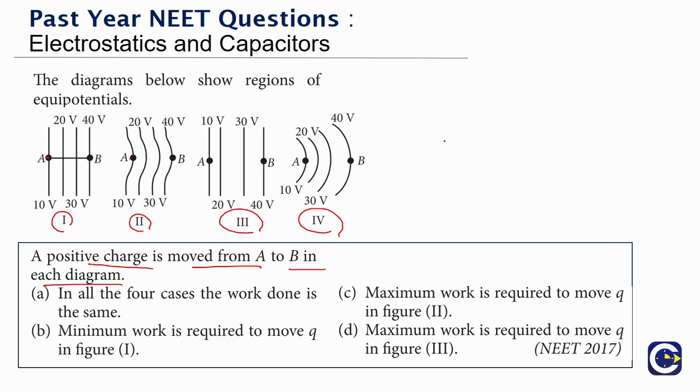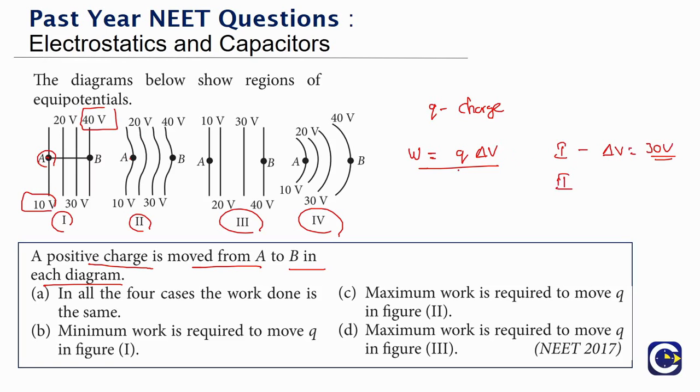So if you take the charge to be Q, a positive charge, in any case work done will be equal to what? Charge into the potential difference through which we have to move the charge, correct? So look at it. In diagram 1, when we move it from A to B, A is having a potential of 10 volt, B is having a potential of 40 volt. Means in diagram 1, what is the delta V value? It is 40 minus 10, that is 30 volt.